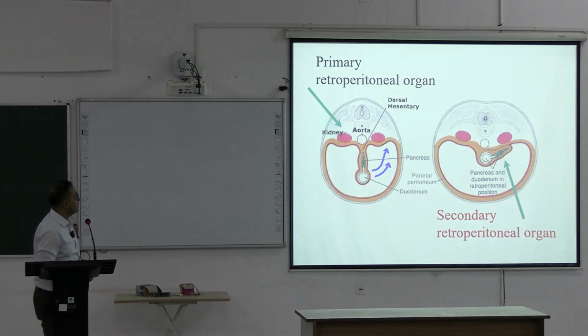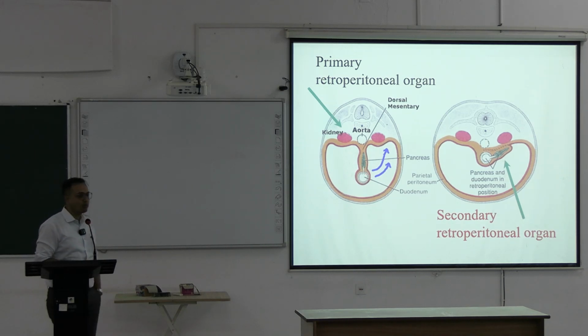So this particular peritoneum, as we are saying here, is present and wrapping in here. You see that this duodenum is wrapped around by the peritoneum, and the pancreas slowly, with development, moves to the posterior abdominal wall. As it moves to the posterior abdominal wall, a part of the peritoneum is lost, and as a result the pancreas and the part of the duodenum are placed on the posterior abdominal wall. We call this kind of organ a secondary retroperitoneal organ.